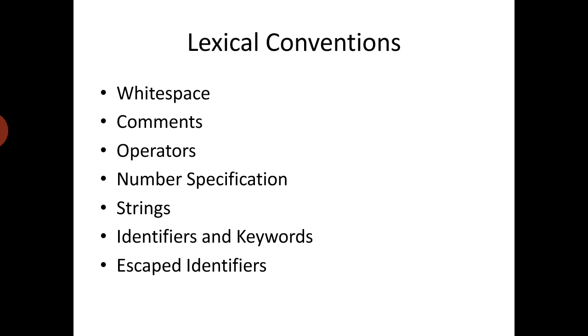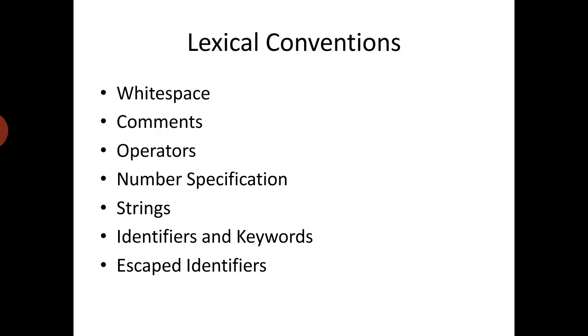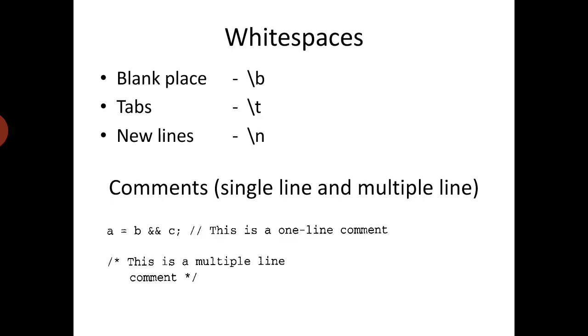These are the different lexical conventions: white space, comments, operators, number specification, strings, identifiers and keywords, and escape identifiers. These we call the tokens of the language. Now we will start with the first one, the white space.